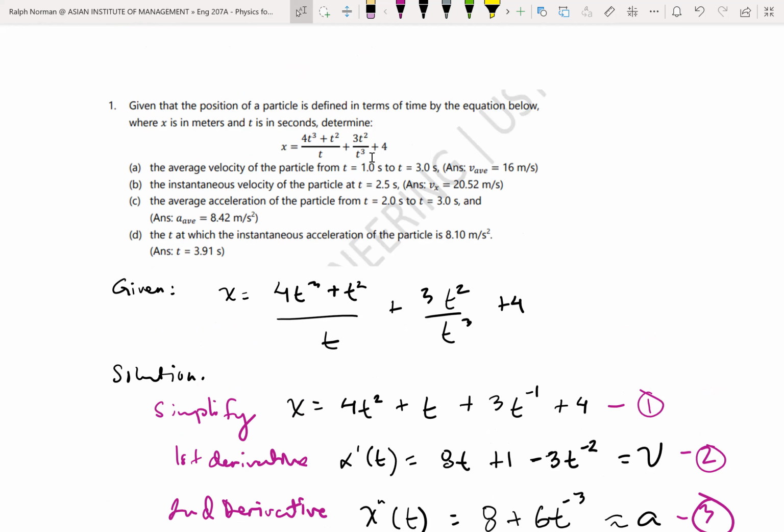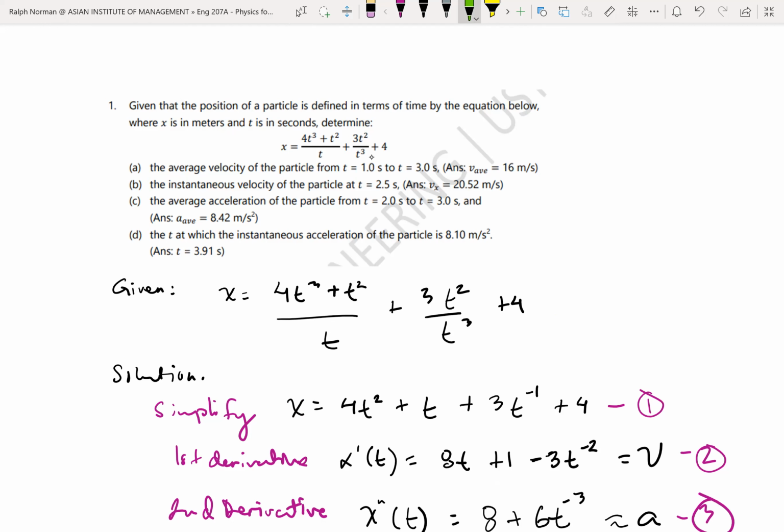You first read the problem carefully and make sure you got the parameters right. Earlier I misread it, I wrote 3 to t squared, but that's on me. So you write them up. You have a given equation, the quotient of 4t cubed plus t squared over t, and plus 3t squared over t cubed plus 4. There's a lot of t's. In fact, you can actually simplify it further.